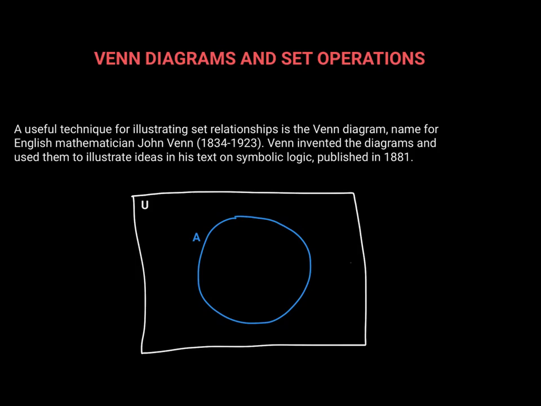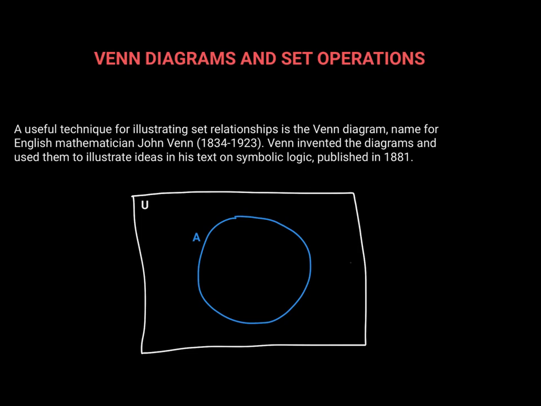In this lesson, we will study Venn diagrams and set operations. So, a little history of the Venn diagram. It was a mathematician by the name of John Venn, who lived from 1834 to 1923, that invented Venn diagrams. John Venn invented the diagrams and used them to illustrate ideas in his text on symbolic logic in 1881.